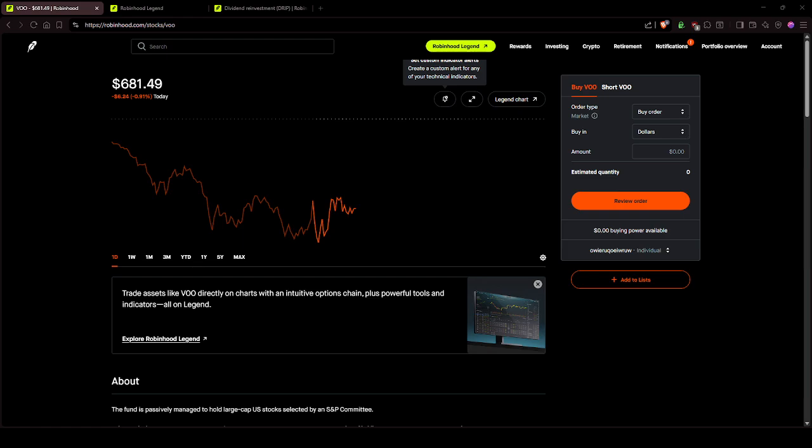Welcome to this tutorial on how to short a stock using Robinhood. Shorting a stock means you are betting that the stock price will go down.